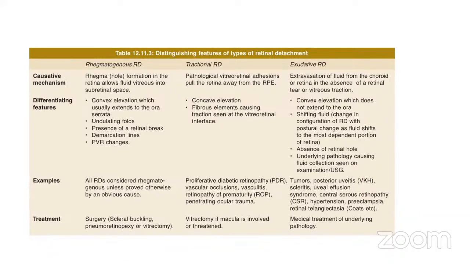And all RDs are considered as rhegmatogenous unless proved otherwise. Causes of tractional RD are proliferative diabetic retinopathy and vascular occlusions. In exudative RD, causes are tumors, posterior uveitis, scleritis. And the treatment is scleral buckling, pneumoretinopexy or vitrectomy in rhegmatogenous RD. In tractional RD, vitrectomy is done if the macula is involved or threatened. In exudative RD, medical treatment is done to treat the underlying pathology.